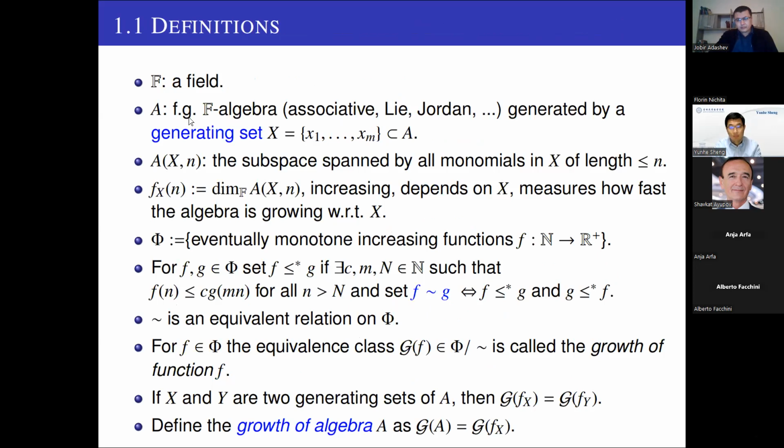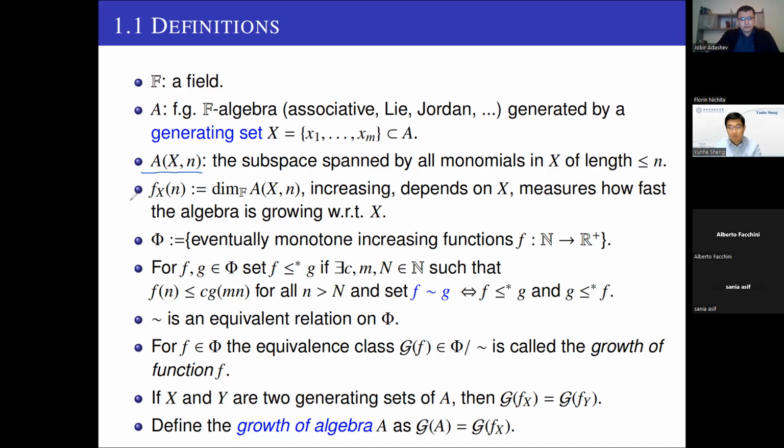Let F be a field. To be safe, we suppose the characteristic of F is 0. And a finitely generated F algebra, it could be associative or Lie algebra or Jordan algebra, and so on, which is generated by a set X, a finite set. This set is called the generating set. A_X,n, here, this one is the subspace spanned by all monomials in X of length less than or equal to n.